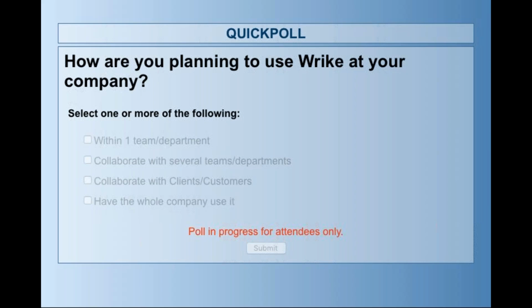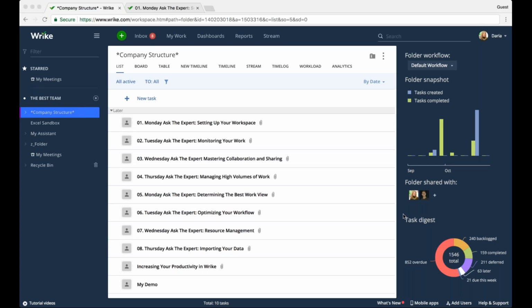Okay, so I see a few additional attendees who joined. Okay, thanks a lot for voting. So, who are the winners? Within one team or department, and the second most common option is to collaborate with several teams and departments. Excellent. So I will do my best to show you both types of work and how you could apply them.